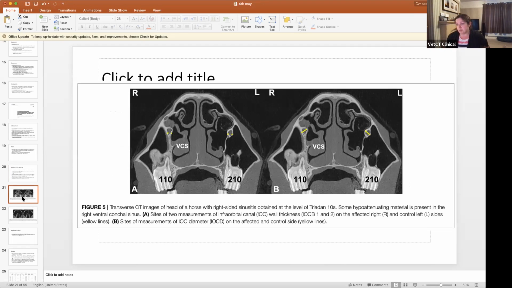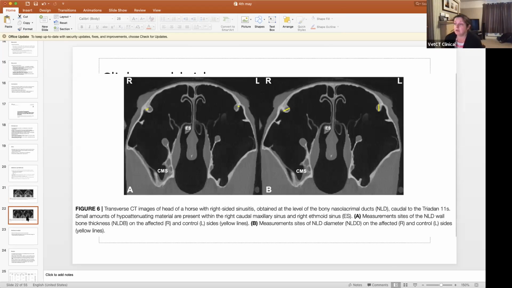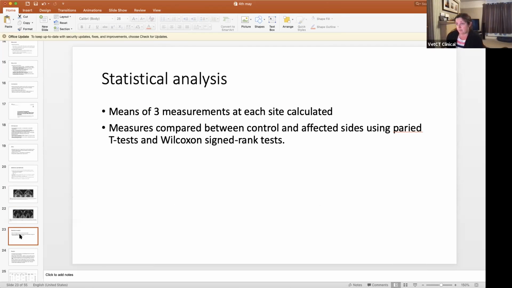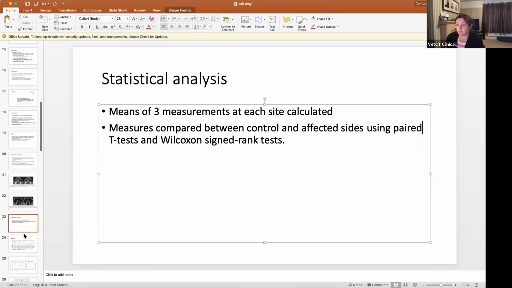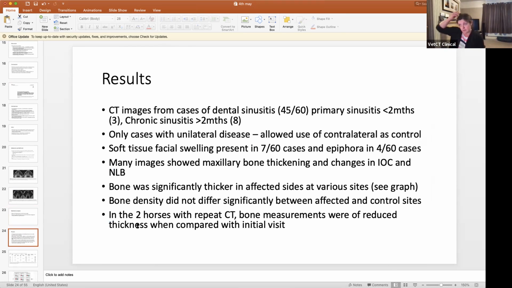So this was just a diagram to show where they were measuring the infraorbital canal. They measured both the bone thickness of the infraorbital canal and the overall diameter of the canal. Similarly, with the nasolacrimal duct, they measured the bone thickness and the overall diameter. They used the means of the 3 separate measurements at each site, and they compared with t-tests and Wilcoxon signed rank tests, because I can't spell. They compared those between the control and affected sites.